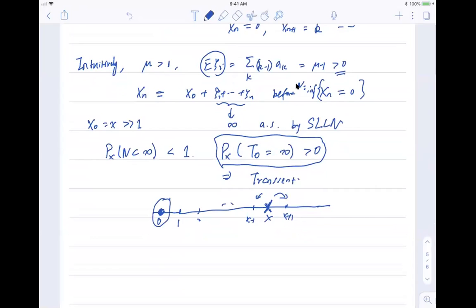But for the case mu is less than 1, you can always reach 0. So this is the difference. This is where the criticality happens. It's just here, just by this.